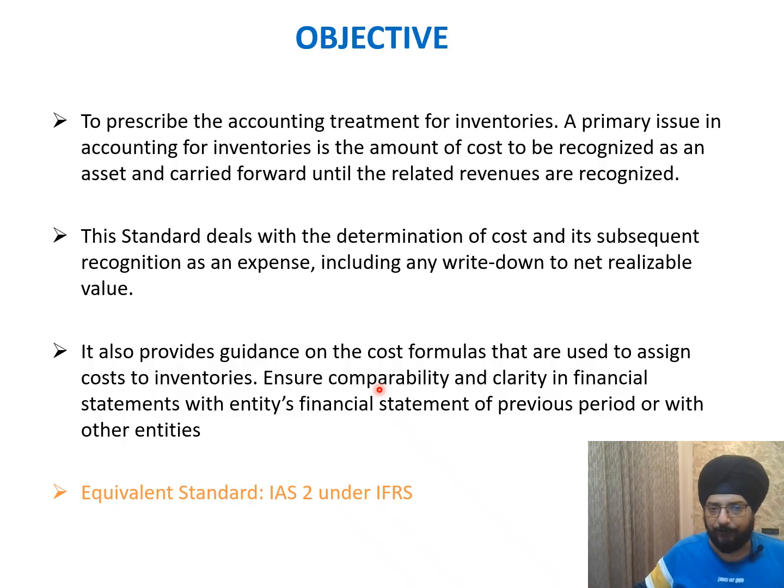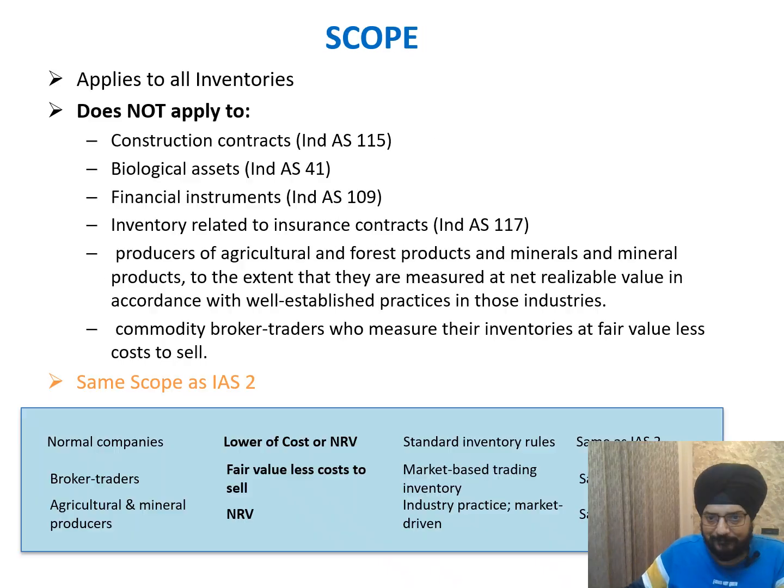And if we compare this with international accounting standards, the equivalent to IFRS is IAS 2, which is under IFRS, the international accounting standards, and our IND AS 2 is covering the same scope as far as comparability is concerned with the respective standards. So with this we can move to the next slide and see what is there for us in terms of the scope of this IND AS.